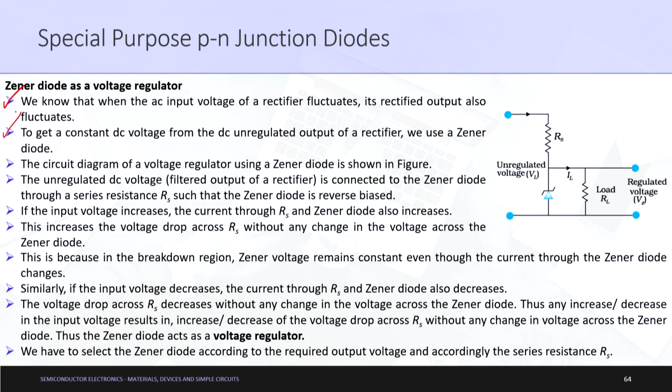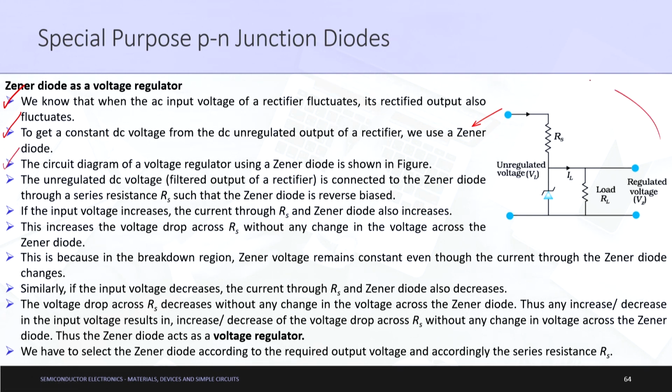So, to get a constant DC voltage from the DC unregulated output of a rectifier, we use a Zener diode. Okay. So, that is the main usage of using a Zener diode. What is its usage? Its usage is to get a constant DC voltage from where? From a DC unregulated output of a rectifier. Okay. So, how is it being done?